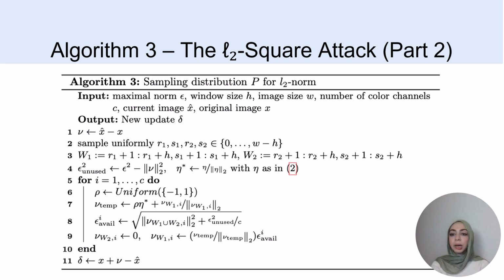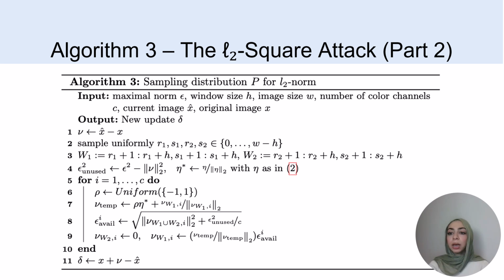In step 1, we figure out how much we've already changed the image so far. This helps us stay within the total epsilon squared energy limit. Then, in step 2, we randomly pick two small square areas in the image. One square is where we'll add the new patch, and the other is where it's going to be cleared, like shifting energy from one spot to another. In step 3, we check how much room we still have left before hitting the change limit. And step 4 is where we bring in the eta, and we normalize it so it's ready to be scaled.